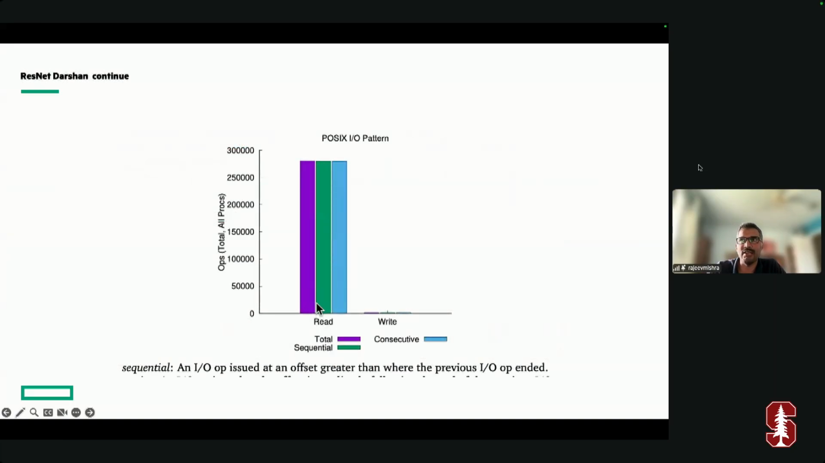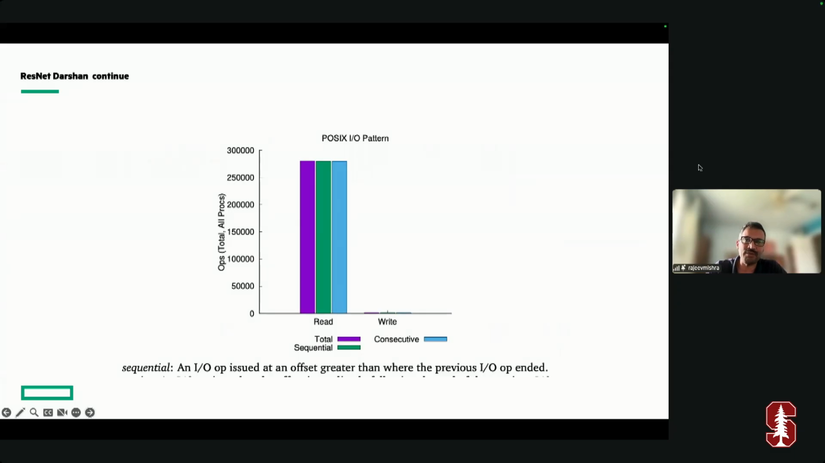So this is a close-up view of the total, sequential, and consecutive. If you see the three bars, they are the same. That means total is sequential also and consecutive also. So almost 100% of the IO is basically sequential and consecutive. We can say that. So this proves it from the BPF.